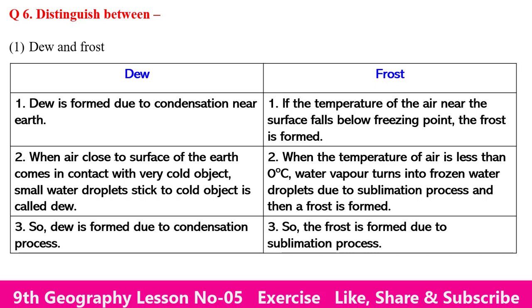Dew second. When air close to the surface of the Earth comes in contact with a very cold object, small water droplets stick to the cold object and are called dew. Frost second. When the temperature of air is less than 0 degrees Celsius, water vapor turns into frozen water droplets due to the sublimation process and then frost is formed. Dew third. So dew is formed due to the condensation process. Frost third. So frost is formed due to the sublimation process.